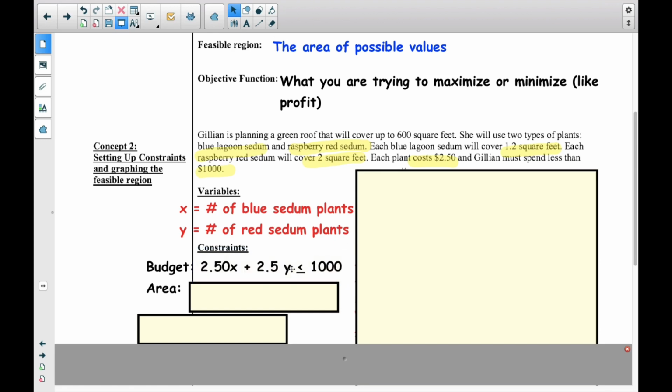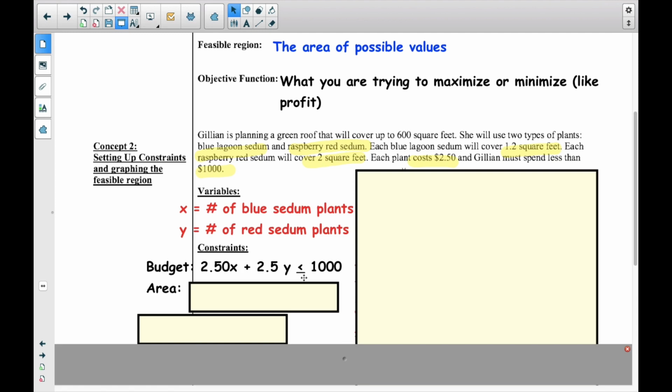So for the budget, each plant costs $2.50. Does not matter which kind of plant. So it's $2.50 for a blue sedum, and it's $2.50 for a red sedum. I notice I left off my zero there. If you wanted to include it, you could. Of course, we don't need it, but that is $2.50. So $2.50 for the blue, $2.50 for the red, and she has to spend less than $1,000.